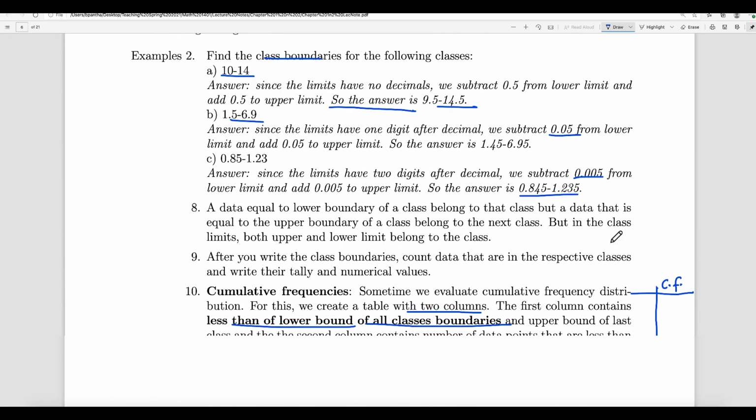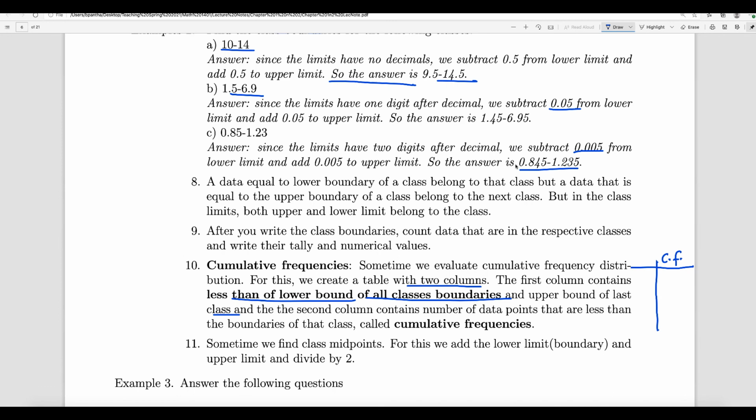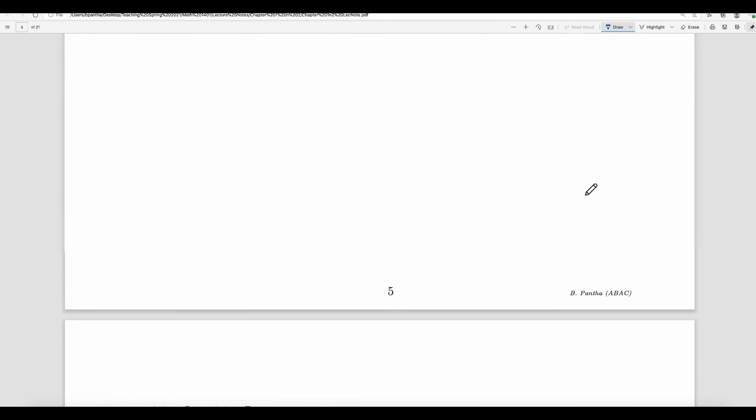So what we do is we write less than 18.5. So how many data are less than 18.5? Because the smallest data was 19, there are no data less than 18.5. So we write 0 here. Less than 33.5. So how many data were less than 33.5? You count, okay?